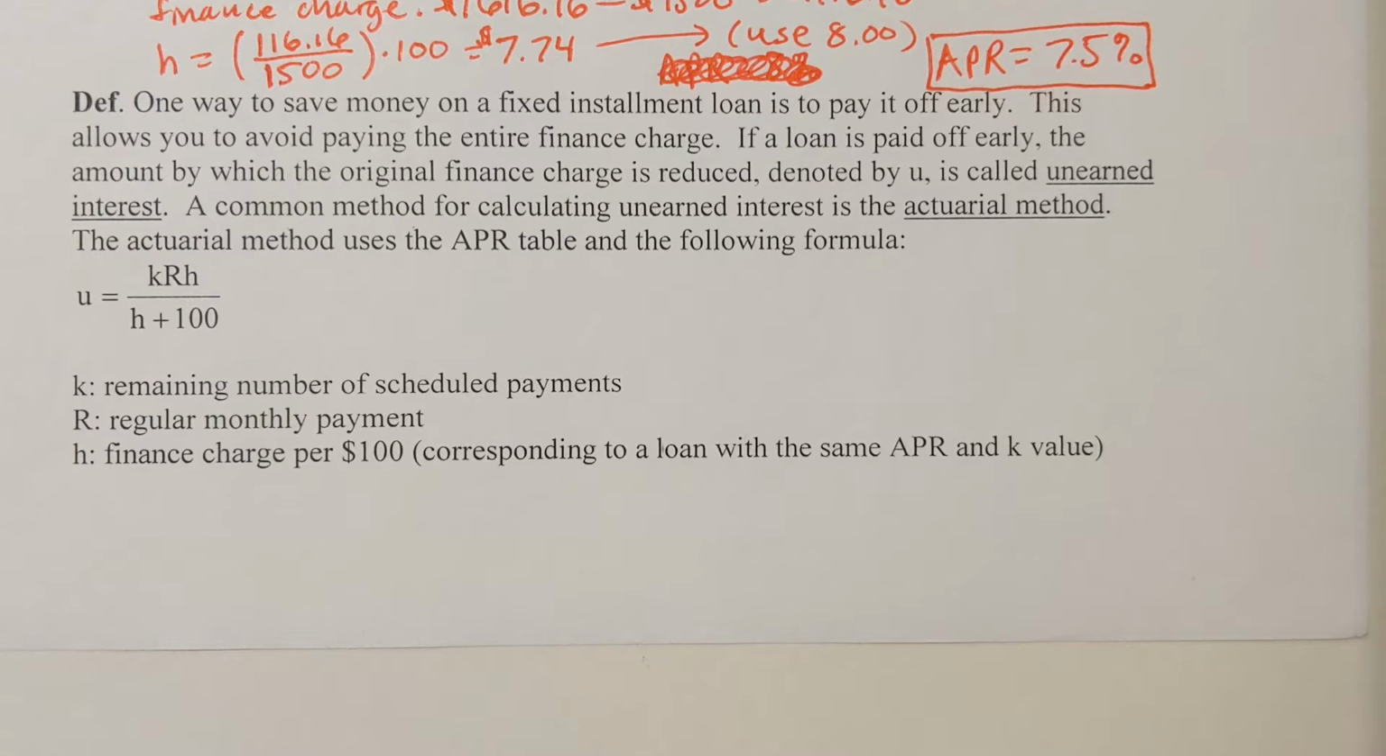This allows you to avoid paying the entire finance charge, the entire interest. If a loan is paid off early, then the amount by which the original finance charge is reduced, denoted by U, is called unearned interest. So it's money that you're not charged.